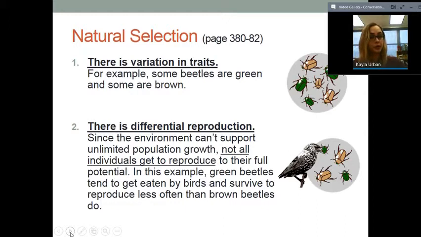We spoke about natural selection a little bit in the last slide, so this is just a little review. Important keys to natural selection are variation in traits. There have to be some differences among the individuals in the population.